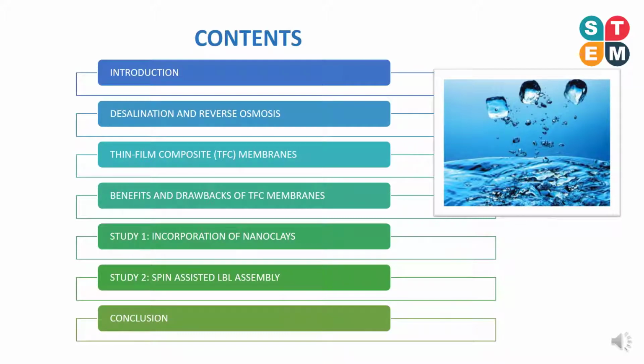The outline of my presentation includes an introduction about water scarcity, desalination and reverse osmosis. Then we will discuss the thin film composite membranes, their benefits and related drawbacks. Then we will discuss some studies carried out by the Qatar University team for overcoming the drawbacks of thin film composite membranes. The first study is on the incorporation of nano clay, and the second study is about a fabrication technique known as the spin assisted layer by layer assembly technique, and finally the conclusion.